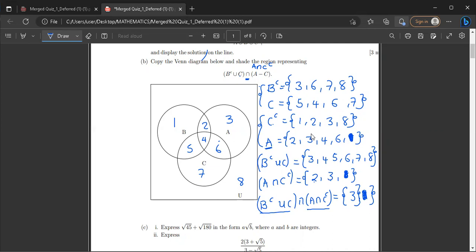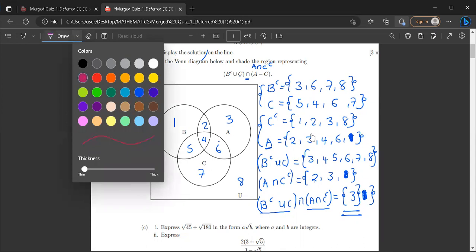Therefore, what do you do? To know what you're going to shade, it means they're asking you to shade what? 3. So what is 3 on this? Please don't write down these numbers in your work. Okay, you just have to shade. So do this work separately. Then now that you know it's only your 3, that means your answer is just going to be the 3. Just shade the 3. So therefore you just get to shade your 3.